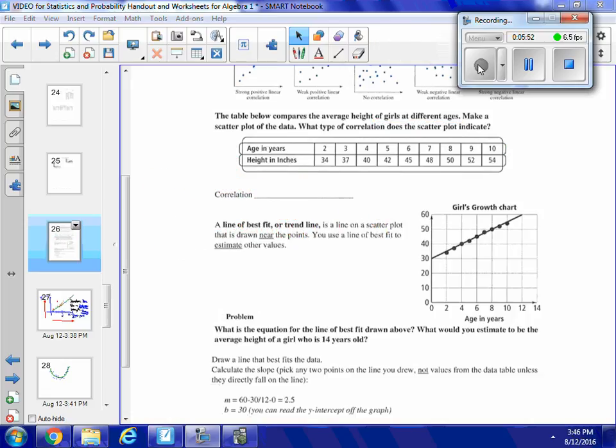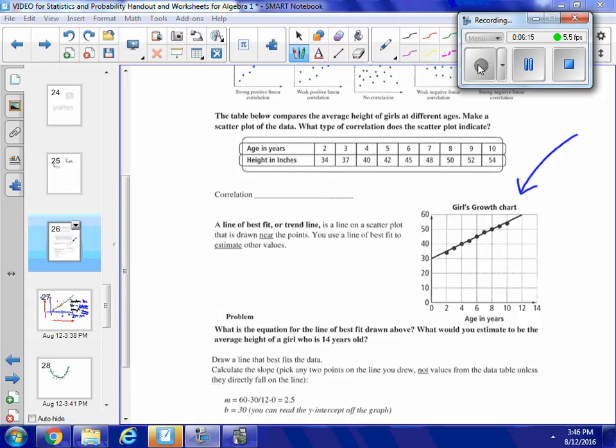So here they have graphed this data, and they've drawn a line that looks pretty much like a line of best fit. It looks like the line kind of fits most of the data points. In fact, in this particular case, this is positive, it is very linear, and it is very strong. It's a very strong positive linear relationship.